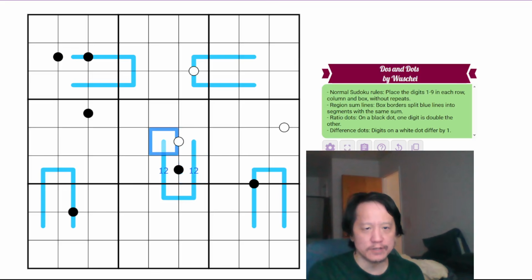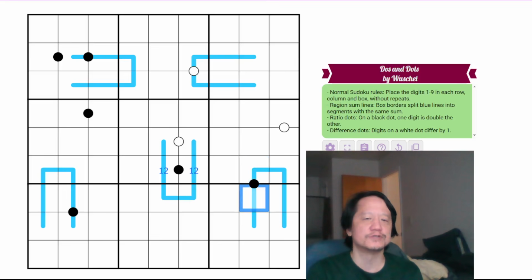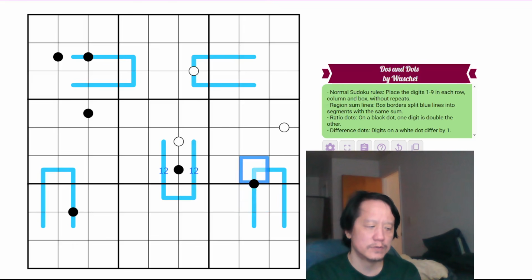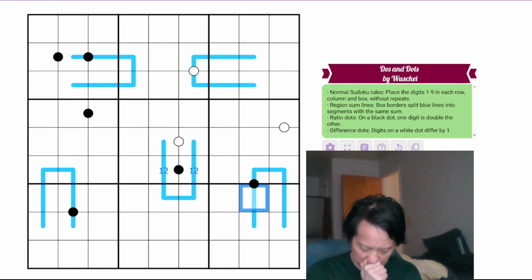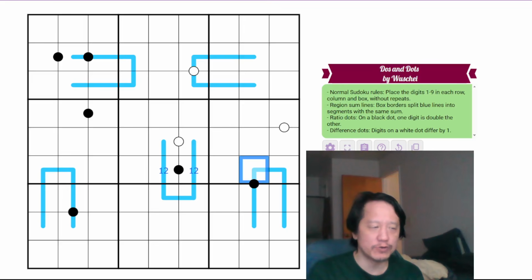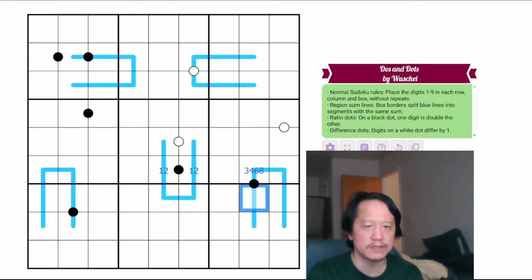We don't really know what this adds up to, though. So that's interesting. So this is a difference of 1. These must have the opposite difference of 1. This is another interesting thing. These two are in a 1 to 2 ratio. This can't be 1 or 2, so we have 3, 4, 6, 8 there.